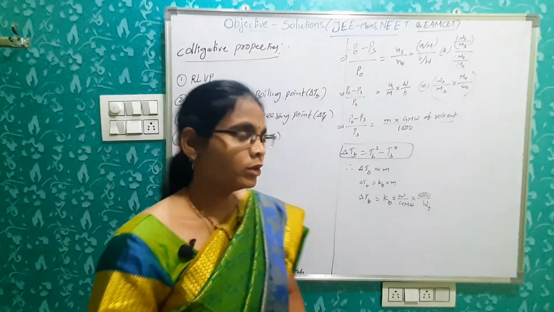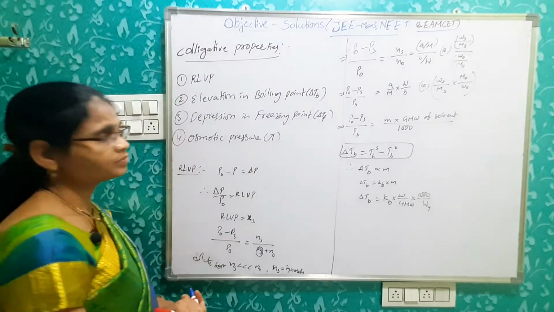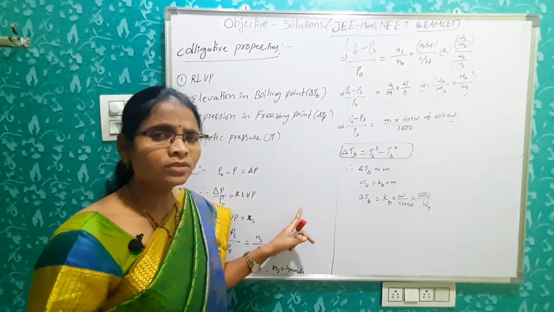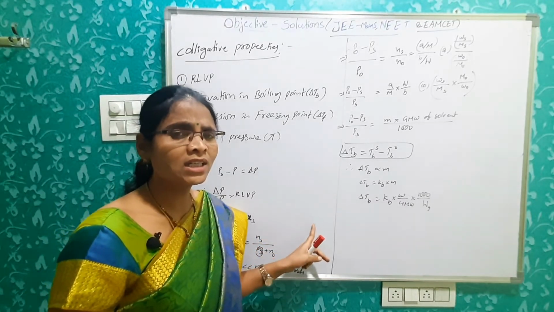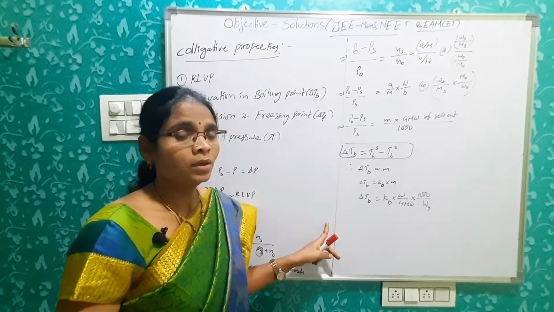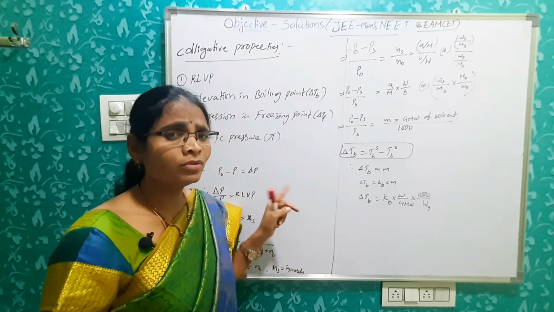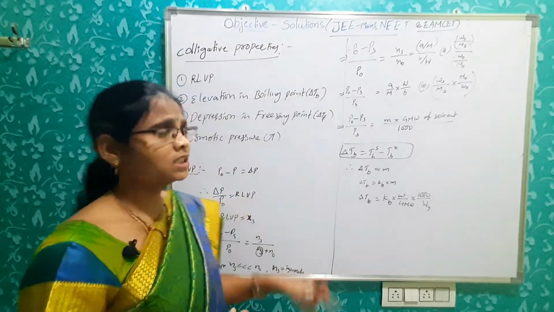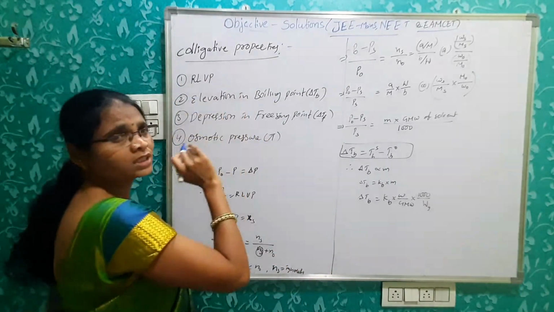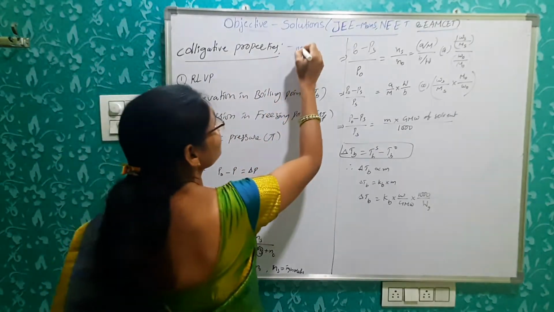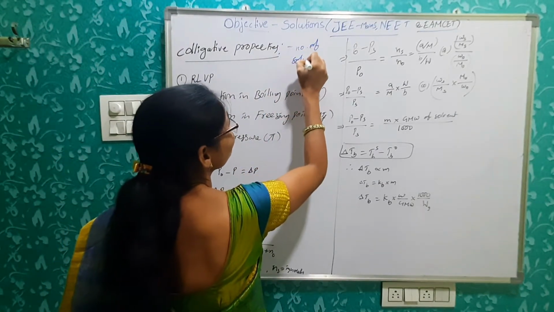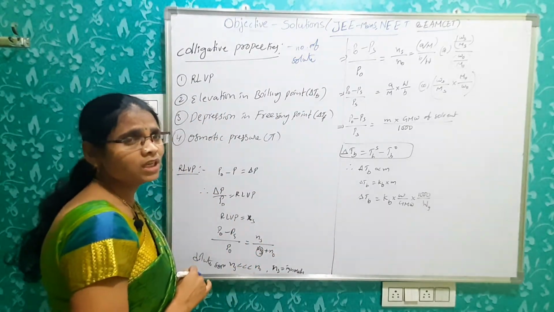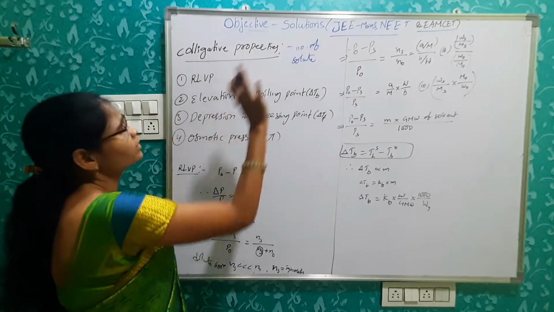First of all, some important points of colligative properties. How to define colligative properties? Actually, the physical and chemical properties of a solution depend on the nature and chemical structure of the solute. But some of the properties depend on the number of solute particles but not on the nature of the solute. Such properties are called colligative properties. The properties which depend on the number of solute particles but not on the nature and structure of the solute are simply called colligative properties.